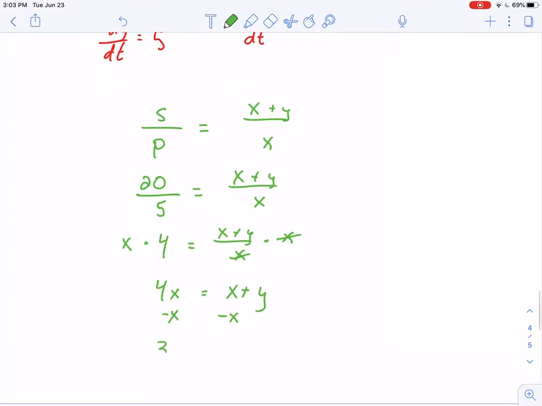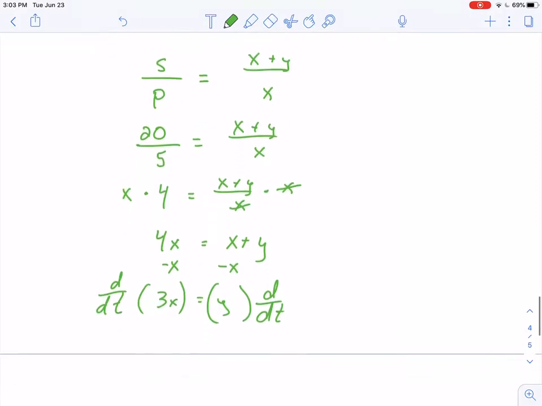Now I have 3x is equal to y. This is a really nice equation to work with because now I just have two terms. It's a power rule on both of them. There's no other derivative rules that are necessary. So what I'm going to do is take the derivative with respect to time, remembering that I need implicit differentiation. I need my chain rule here.